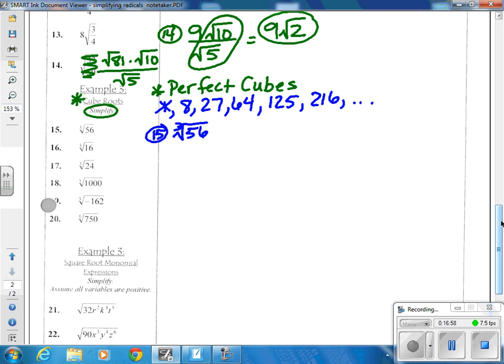So we need another perfect cube that goes into 56, and we need the largest one we can find. Out of the two numbers that are smaller than 56, there's 8 and 27. One of them has to go into it in order to simplify it, and it's actually 8. So when you break these up, you break it into the cube root of 8 and the cube root of 7, because 8 times 7 is 56. And then you go back.